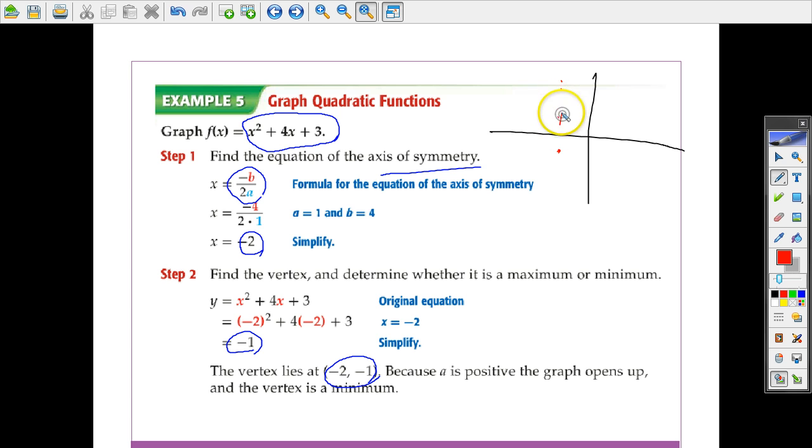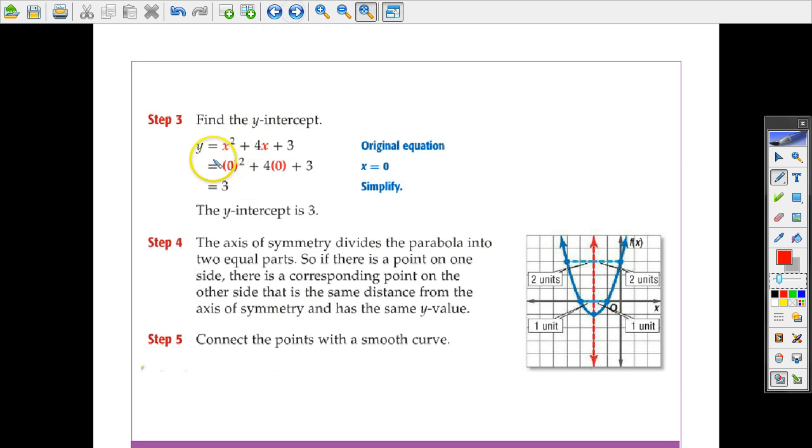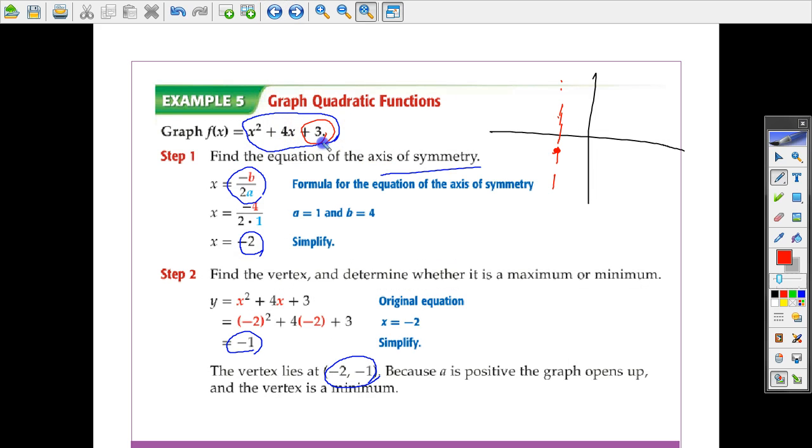It's going through this point here, but this is going to be the actual minimum. All right. Next, find the y-intercept. 3 is the y-intercept. So 1, 2, 3. Let's say that's 3 right there.